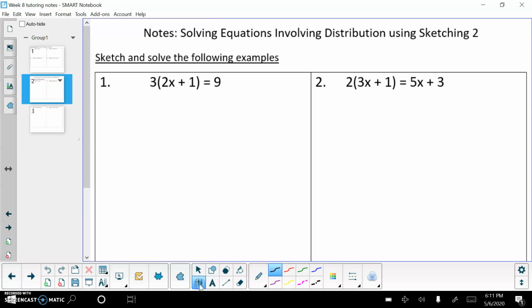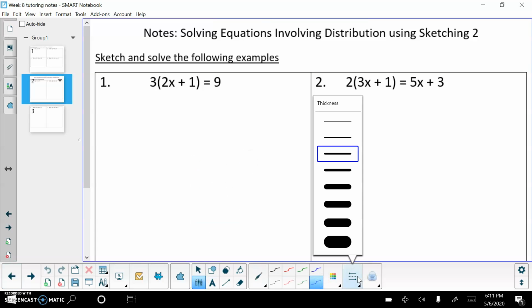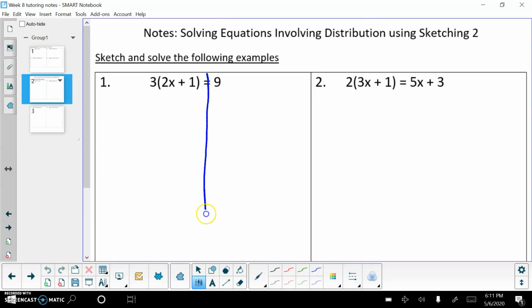Okay, so I'm going to look first at problem number 1. I'm going to draw my line. Once again, when we sketch, what's inside the parentheses here, this 2x plus 1, that's what we're sketching. That's the triangles and the cubes. The number on the outside, this 3, just tells us how many of those sets. So I need to sketch 2 x's and a 1.